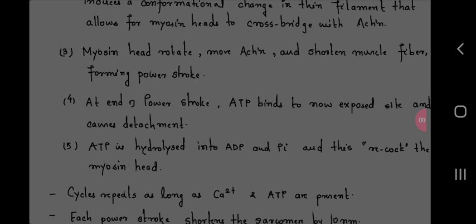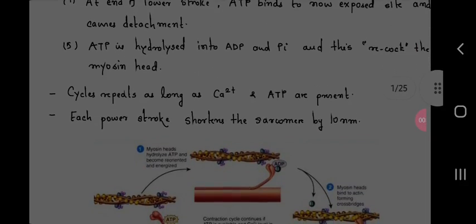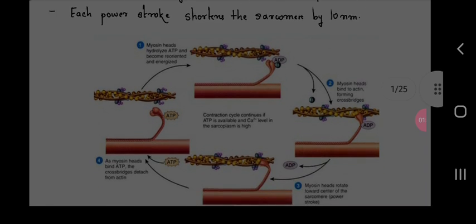At the end of the power stroke, ATP binds to the now exposed site and causes detachment. ATP is hydrolyzed into ADP and Pi, and this recocks the myosin head. The cycle repeats as long as calcium and ATP are present. Each power stroke shortens the sarcomere by 10 nanometers.